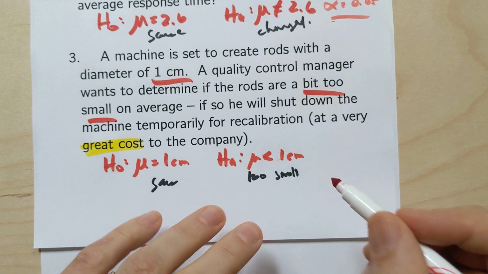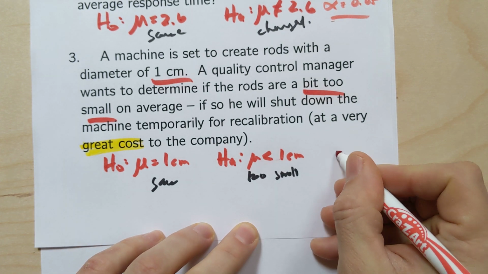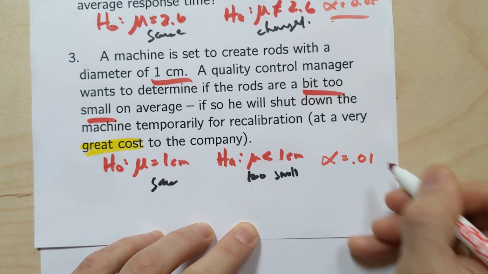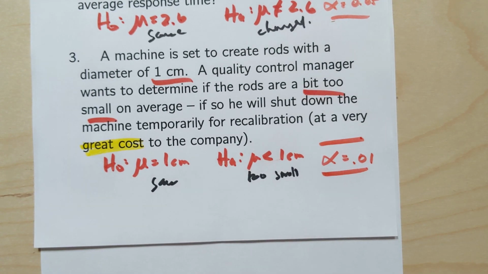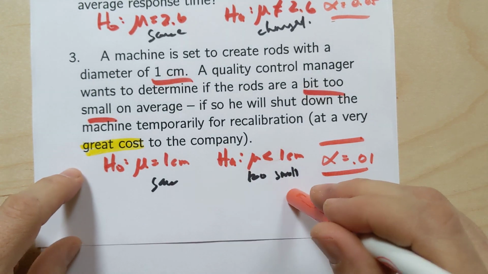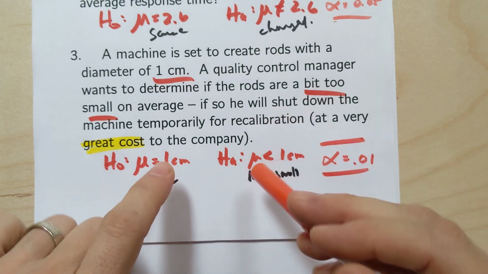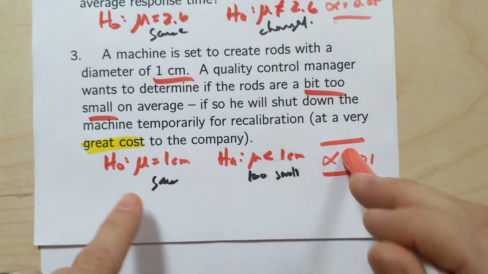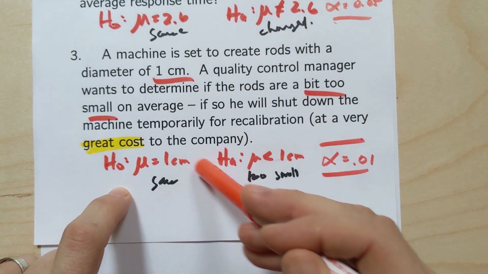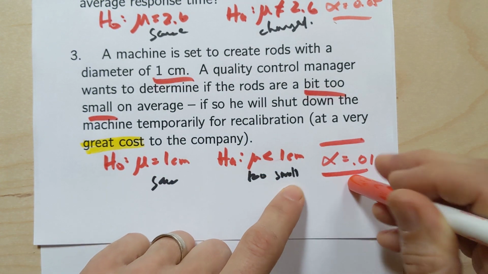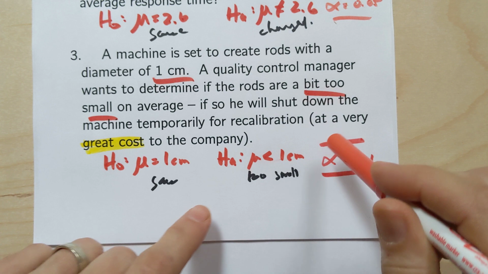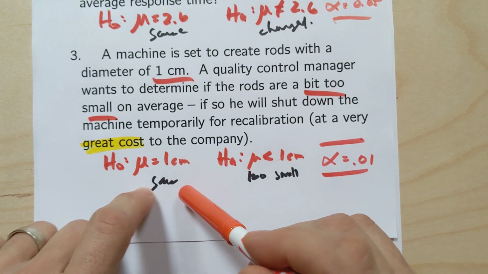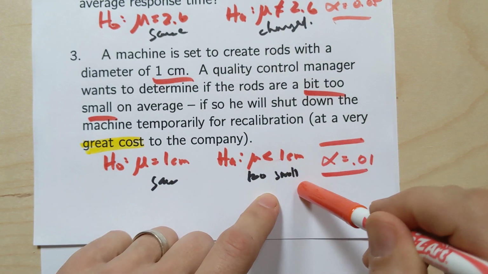I think I lost my color marker from before, but for me, alpha equals 0.01, right? I'm going to make this a very difficult situation to reject the null hypothesis. Why? Well, maybe I should be concerned about my machine being miscalibrated, but since it's going to cost so much to do the recalibration, we're going to be pretty darn sure that the thing's off before we spend all the time and money to get it fixed, right?